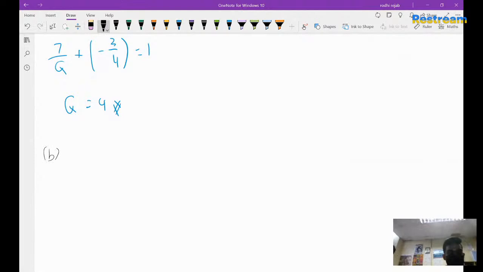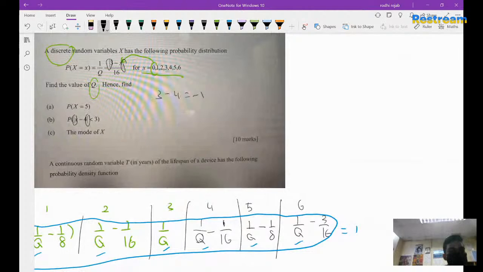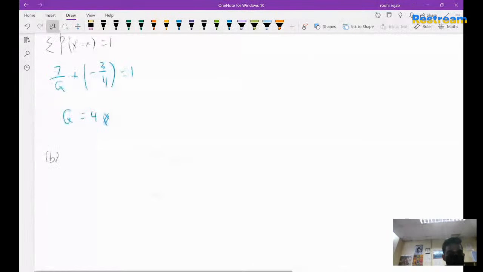For this question, they've given us P. You see here the modulus. Alright, come back to it later. X minus 4 is less than 3. We know that when it's a modulus, right?